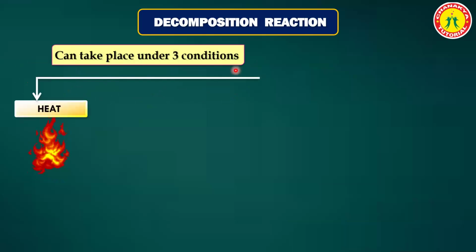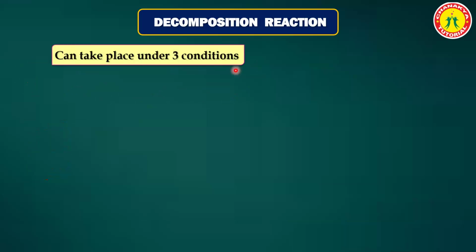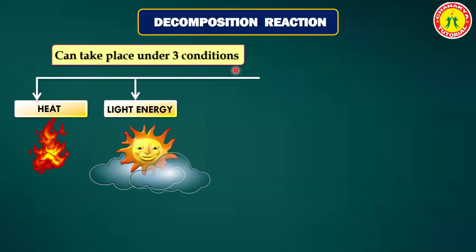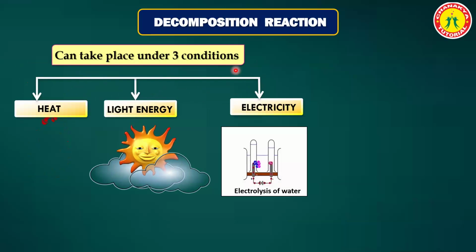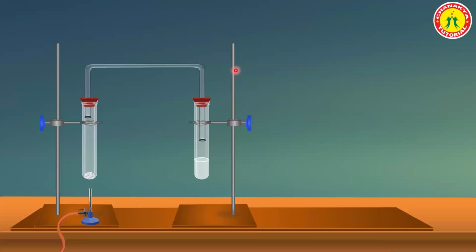The decomposition reaction can take place under three conditions. That is, there are three conditions which can break a reactant into simpler compounds. For example, under heat, under light energy, or under electricity. Now we'll study them one by one.